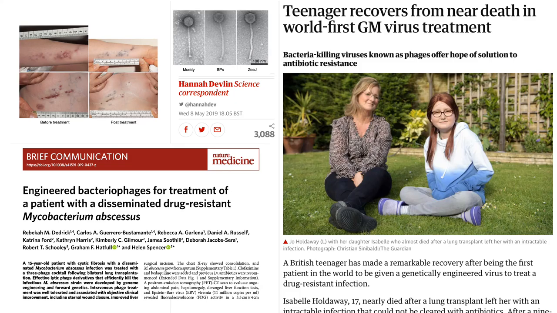One can see the transmission electron micrographs of these phages on the top middle panel of the slide. These phages, however, were genetically modified, and this was to enable more effective treatment of their infection. The phages were given intravenously twice a day for 6 weeks. After this, Isabel recovered and was cured without any side effects.